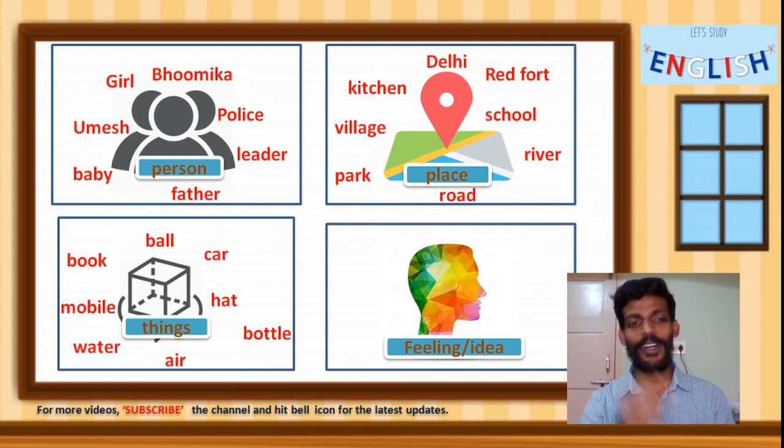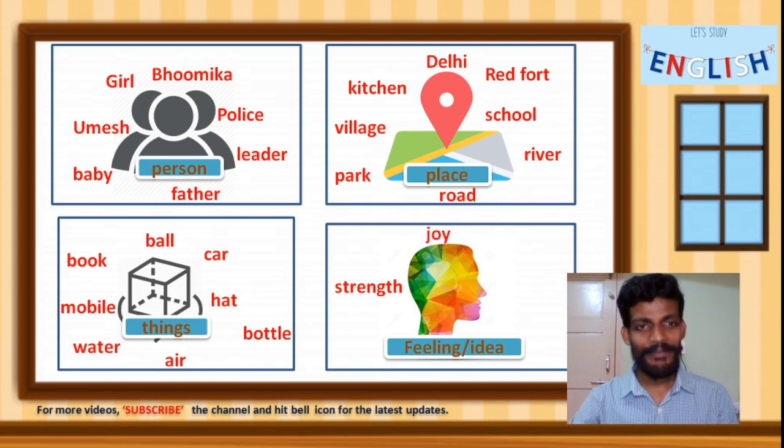These all are the examples of nouns which tell the name of a thing. Next comes feeling. Well, the difference between these three and the last one is this. All these three, person, place, things, can be seen, can be touched, right? But the fourth one, what I am going to discuss now, cannot be seen, cannot be touched, but we can only feel it. For example, strength, we cannot see or touch it, but you can feel the strength. Then joy, this is also, we can experience it or we can feel it.